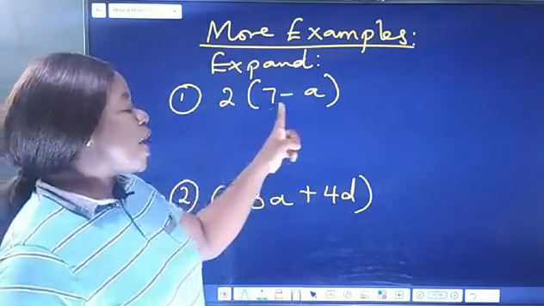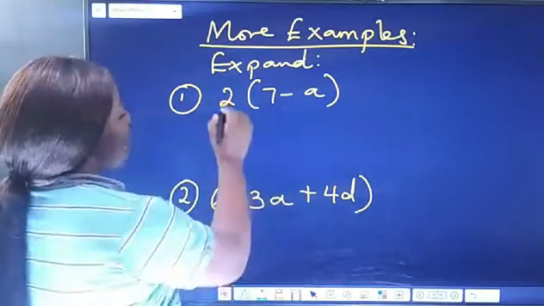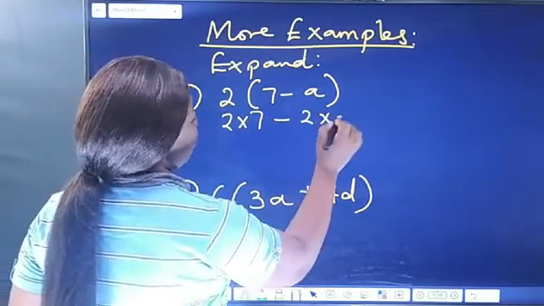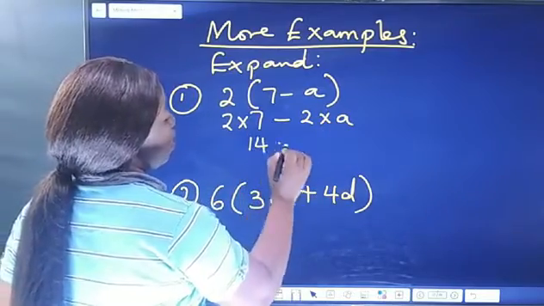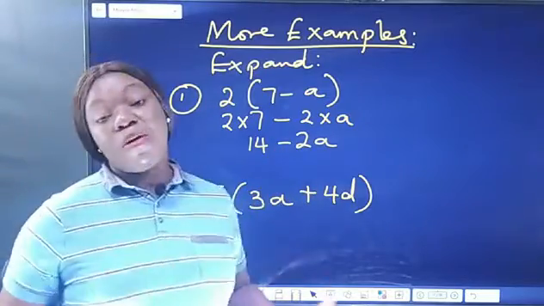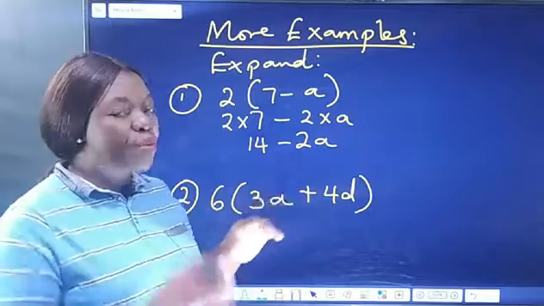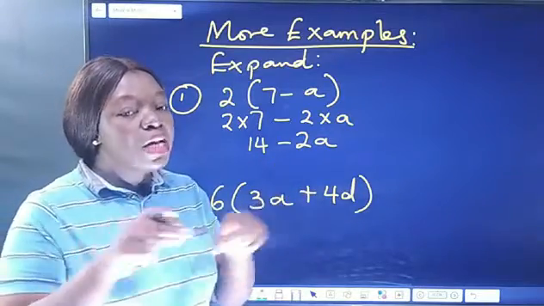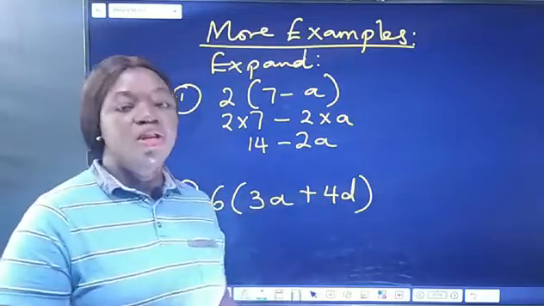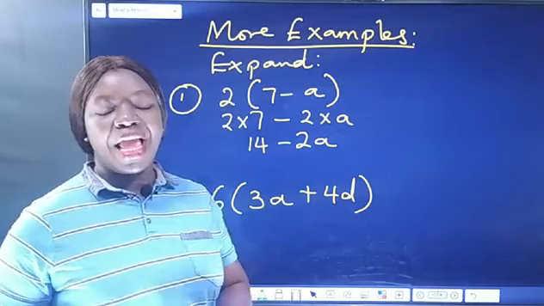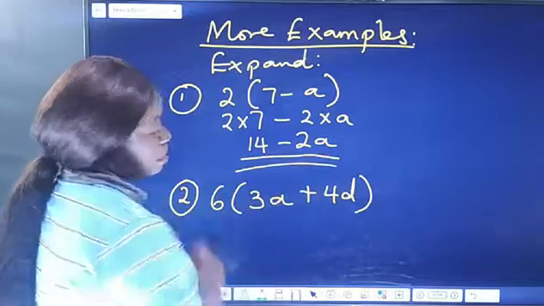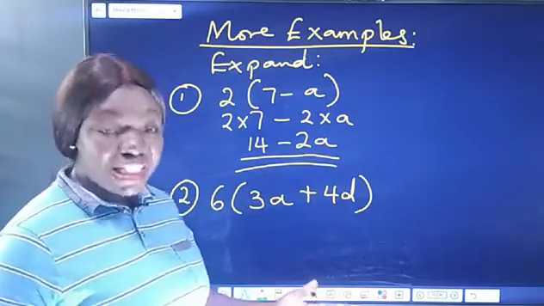Expand 2 into bracket 7 minus a, and that means 2 times 7 minus 2 times a. So 2 times 7 is 14 minus 2 times a is 2a. Right now, this will be our final answer because we can't subtract 2a from 14. Why? Because they are unlike terms. They don't look alike. If they look alike, we would say they are like terms. So in mathematics and algebraic expressions, we have like terms and unlike terms. So these are unlike terms. They don't look alike, so we can't continue.